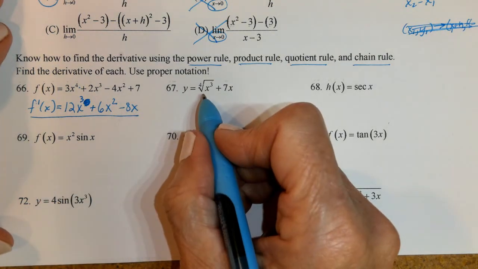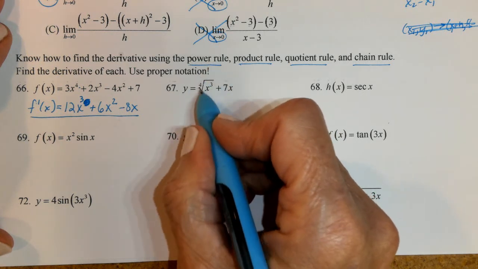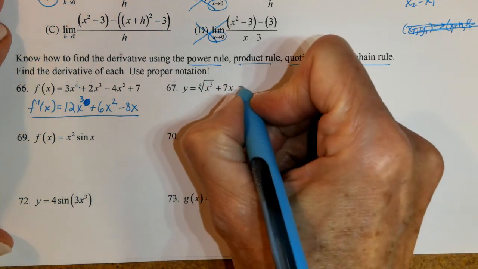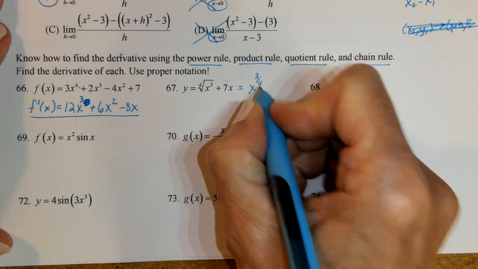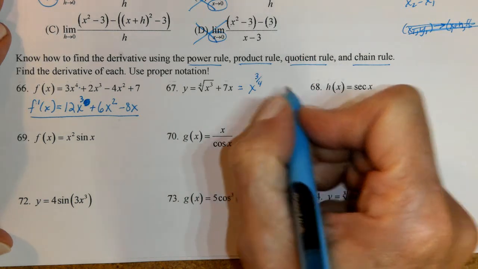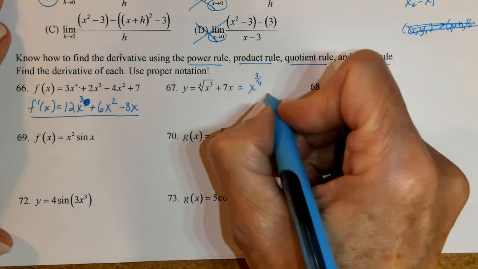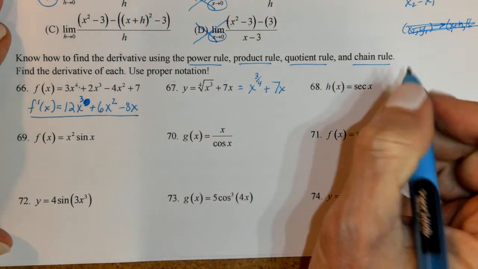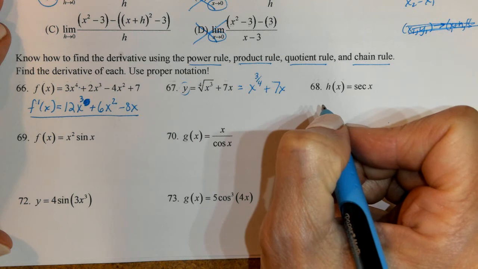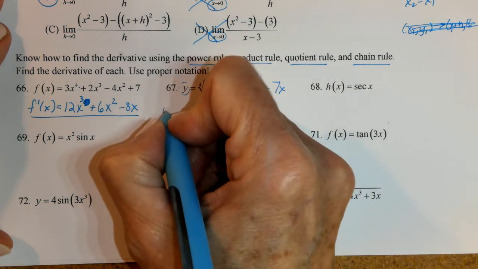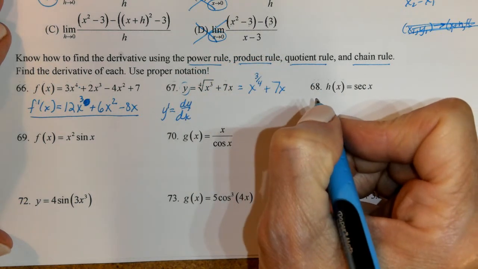For number 67, we're going to use the power rule, but before we do, I need to do something with this. I'm going to rewrite this as x to the 3 over 4. Remember, the root is in the bottom of the exponent if you have a root. So this is the fourth root, so 3 over 4, the power over the root, plus 7x. Now we can take the derivative. You can call the derivative dy dx or y prime. Either one. They mean the same thing. So y prime or dy dx. You do not need to say both, but I'm using both.